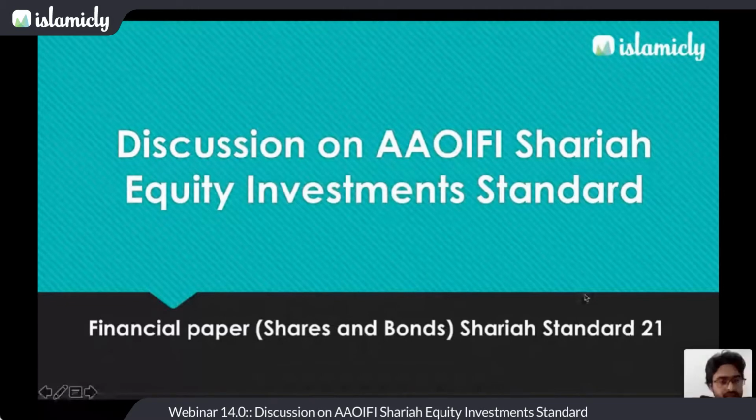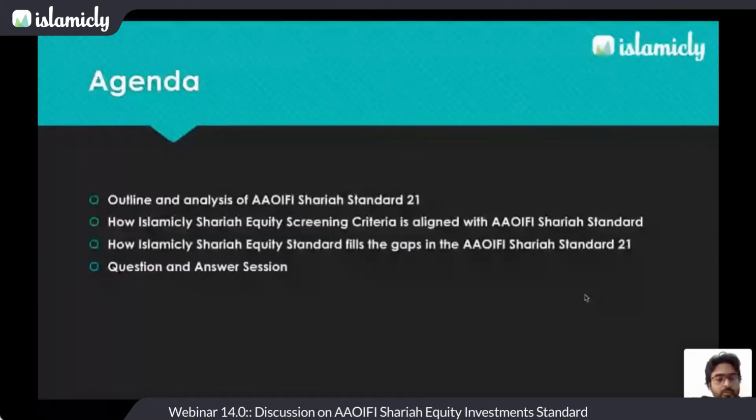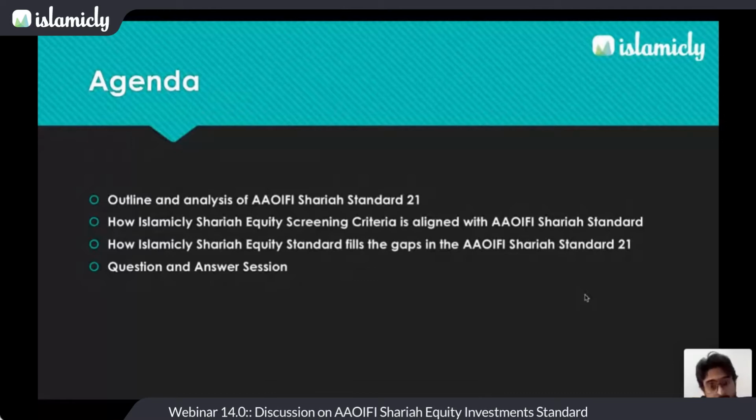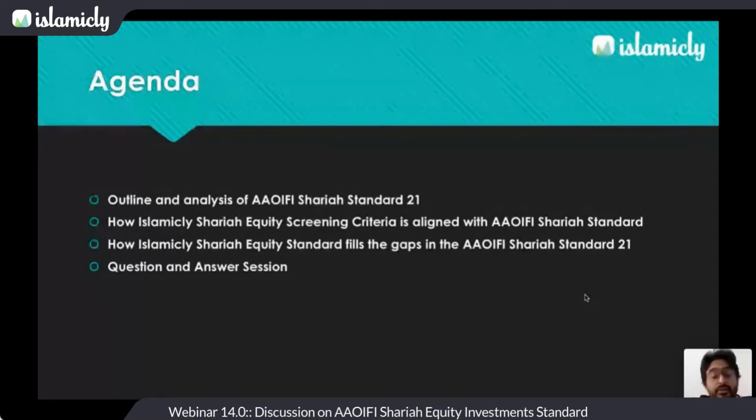Just to highlight the agenda, I'm going to present an outline and analysis of the EOF Shariah Standard 21. Then there is the slide on how Islamically's Shariah equity screening criteria is aligned with the EOF Shariah Standard. A lot of people ask us this question as to, does Islamically follow the EOF Standard? Our answer has been yes and a no. You will learn more in this webinar, inshallah. And how Islamically's Shariah Equity Standard fills the gaps in the EOF Shariah Standard 21, which will be followed by the question and answer session. As simple as that. Let's move on.